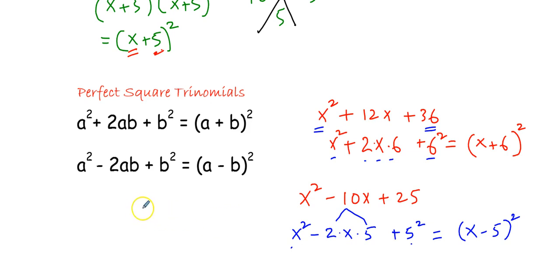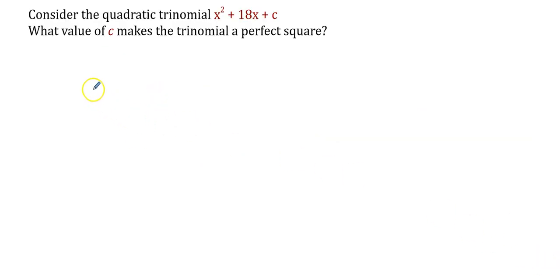Okay. Now, what if the given expression is not a perfect square trinomial? In this second example, we have a trinomial x squared plus 18x plus c. We don't have the value for c, but you are asked to find the value of c to make this trinomial a perfect square. So in this trinomial, c is missing. We are looking for the value of c so that this trinomial becomes a perfect square. It is very simple. I'm looking for this number c.